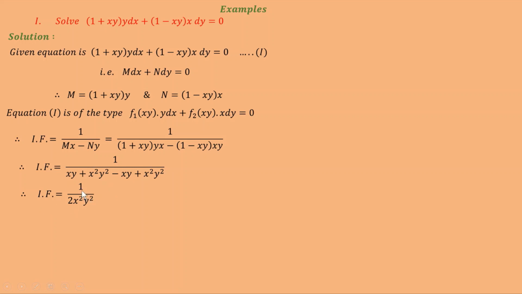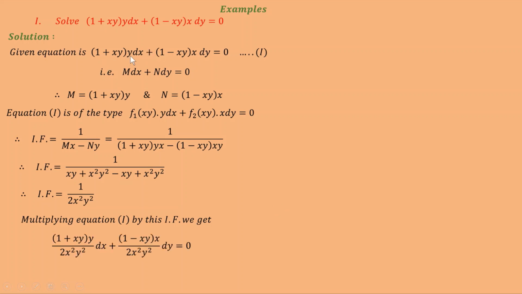Now multiply this IF with the given differential equation 1, we get (1 + xy) y upon 2x²y² dx + (1 − xy) x upon 2x²y² dy = 0. Here in the first term y gets cancelled, in the second term x gets cancelled. So we get (1 + xy) upon 2x²y dx + (1 − xy) upon 2xy² dy = 0. This is equation number 2.